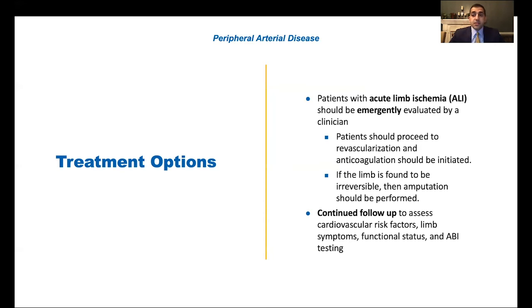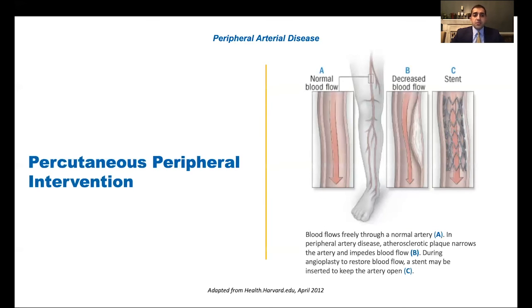Throughout this, this is a progressive disease, and as you can imagine, with treatment, there's going to be continued follow-up. And that's going to be follow-up of the risk factors, various symptomatology, the functional status, as well as ABI testing after revascularization has occurred. So an example of the endovascular treatment or percutaneous peripheral intervention is it's minimally invasive, and there is access to the artery, at which point you can see here, there's narrowing and compromise of blood flow, which is then rectified with the use of a stent in this instance, and inline blood flow is restored.